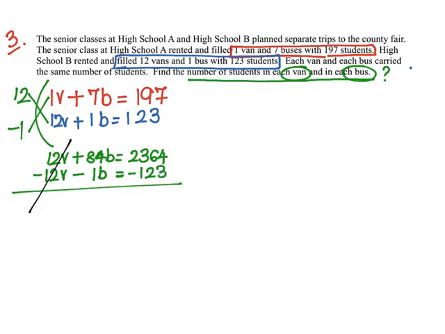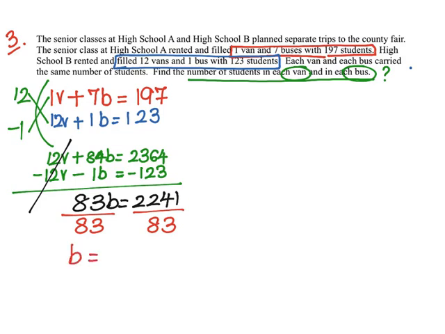All right, so by elimination, one variable is eliminated. 83b equals 2241. Now we are going to have b alone, so divide by 83 on both sides. After dividing this, we should get that the number of people in each bus is 27. So that's our solution for the bus.